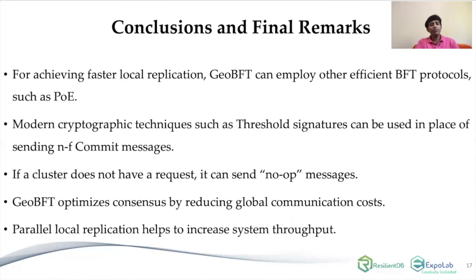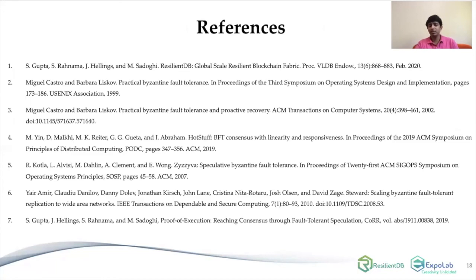So to conclude, for achieving faster local replication, GeoBFT can also employ other BFT protocols. We can also employ cryptographic techniques such as threshold signatures. If a cluster does not have requests, GeoBFT allows it to send no-op messages. GeoBFT optimizes consensus by reducing global communication cost. Parallel local replication helps GeoBFT achieve higher throughput. Here are the references. Thank you.